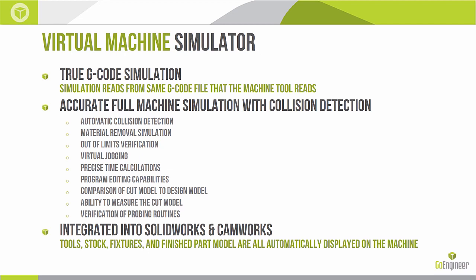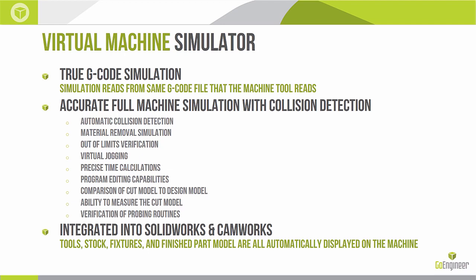Along with being a machine simulator, we do have some program editing capabilities. We do have the ability to compare the model as we've cut it against the SOLIDWORKS CAD model and just verify if we've missed any areas and how accurately we have cut the model using the Gcode that we've generated. We also have the ability to measure, and lastly, we can verify not only the Gcode but any sort of probing routines or macros that you might have in your Gcode file.